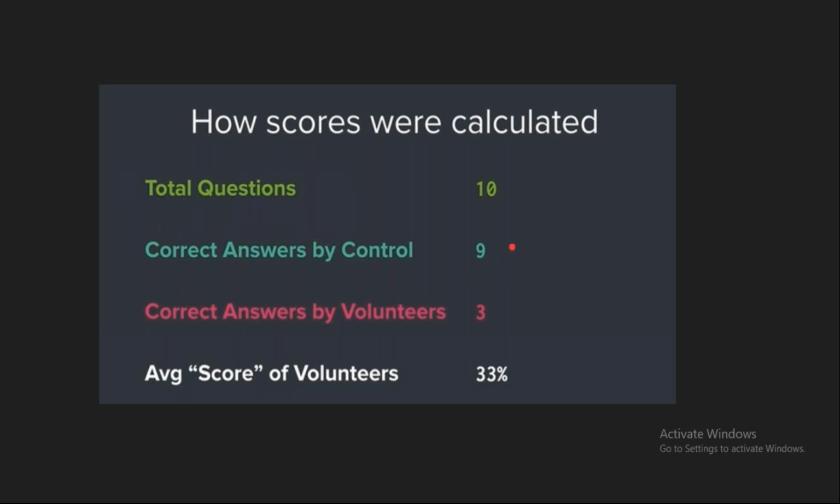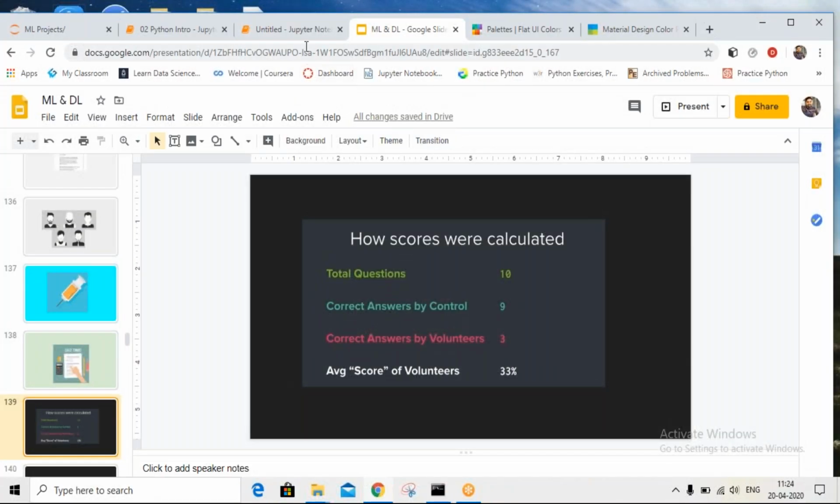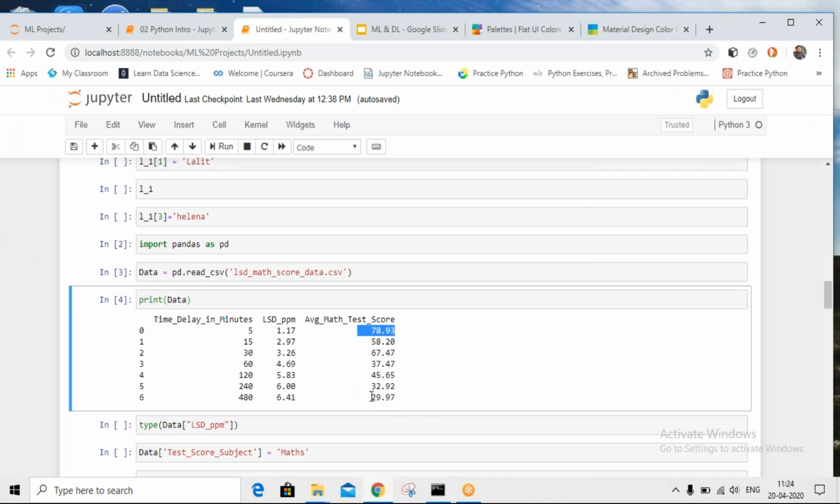So let's say that is 9, but how many questions are answered correctly by the volunteer? Let's say they are 3 maybe. So what is the average coming out to be? It's coming out to be 33, because 3 by 10 is 33. I guess all of you are that well versed with mathematics. So that's why we have up here at this point 33, 32.92, right? So I hope this makes it clear, and now we are aware of what exactly this data set is.